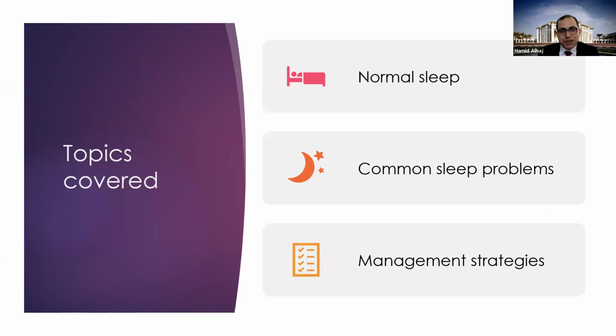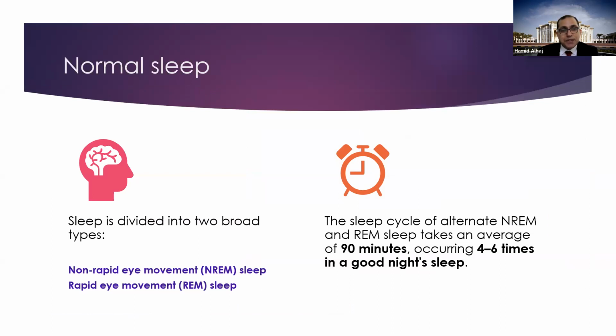The topics that we will discuss are normal sleep, common sleep problems, and management strategies for sleep problems. So what happens in normal sleep? When we go to sleep, there are two broad types of sleep that we get. There is rapid eye movement sleep, where the eyes are rapidly moving, as the name suggests, and the other type is non-rapid eye movement sleep. We go through a cycle of REM and non-REM sleep, and each cycle on average is around 90 minutes. In a good night's sleep, we get around 4 to 6 of these cycles.